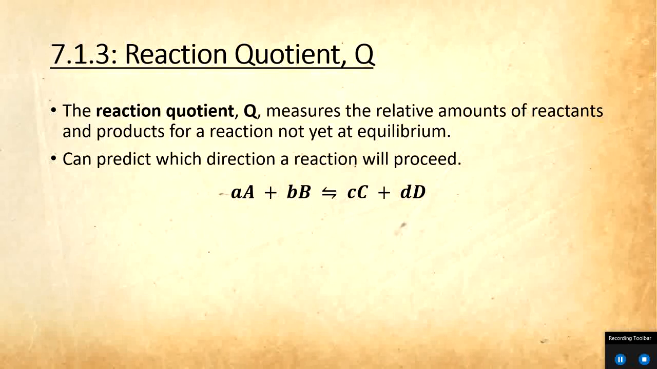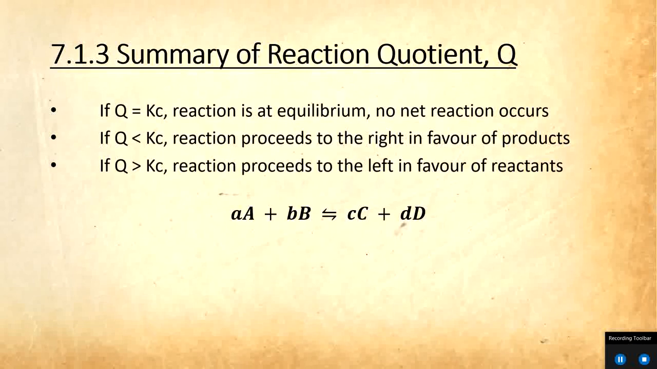So the calculation for Q is actually the exact same as for Kc. Q is our concentration of our products raised to their coefficients and multiplied together, divided by the concentration of our reactants raised to their coefficients and multiplied together. So the same principles of calculating Kc also apply to Q, but we call it Q, the reaction quotient, when the reaction hasn't reached equilibrium yet.